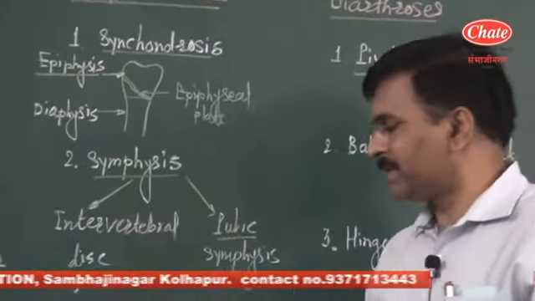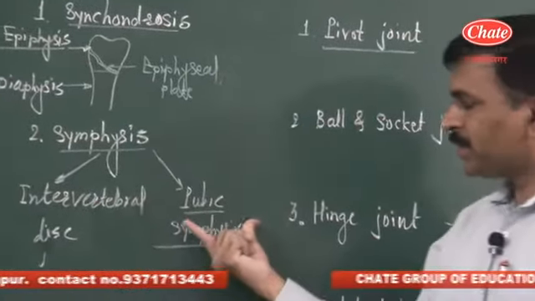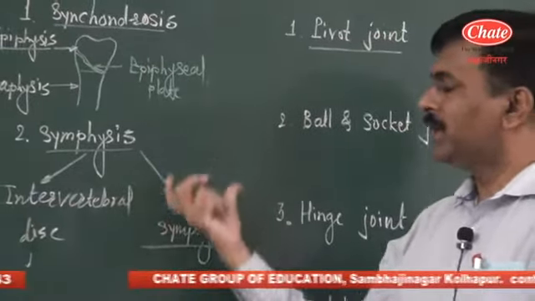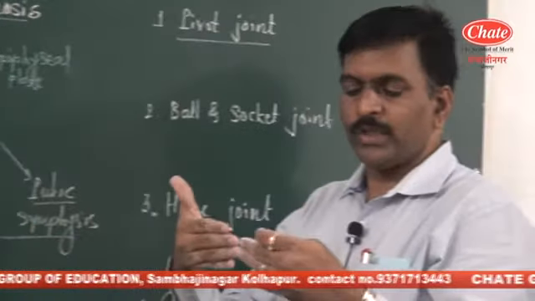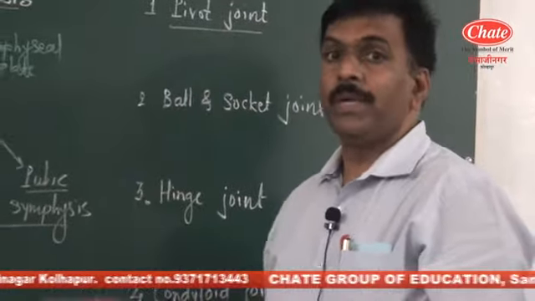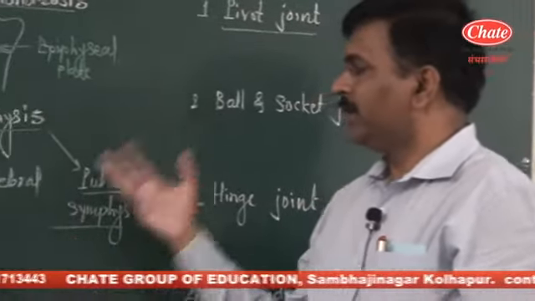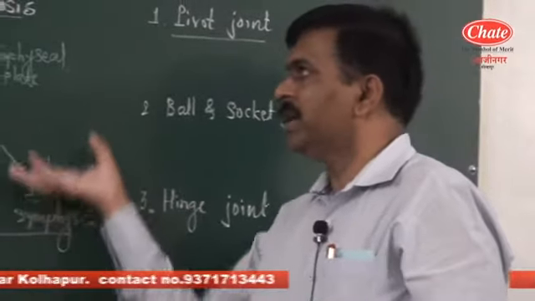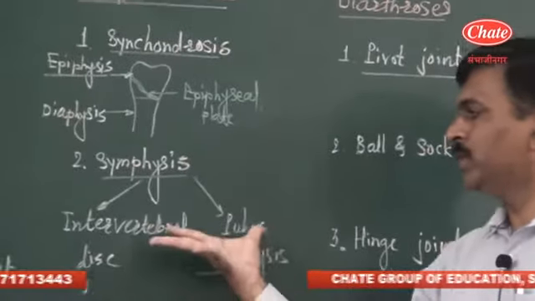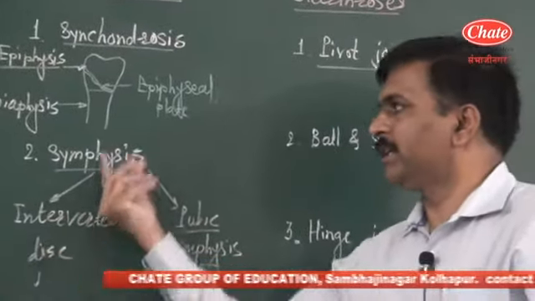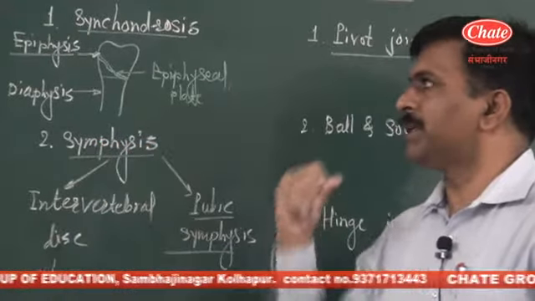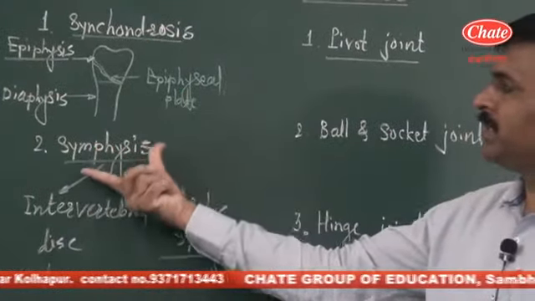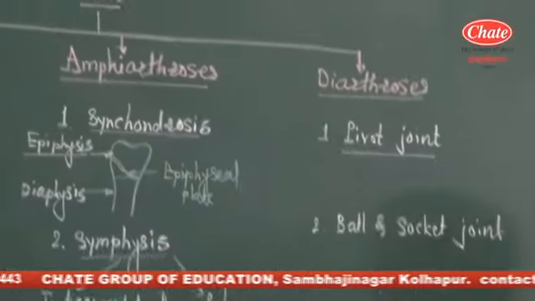So it is symphysis, and pubic symphysis. Pubic symphysis is a fibrous cartilaginous joint present between the two pubic bones of the pelvic girdle in females, and on the action of oxytocin or several hormones, it expands, meaning it shows slight movement. So pubic symphysis and intervertebral disc are examples of symphysis. So synchondrosis and symphysis are the types of amphiarthrosis.